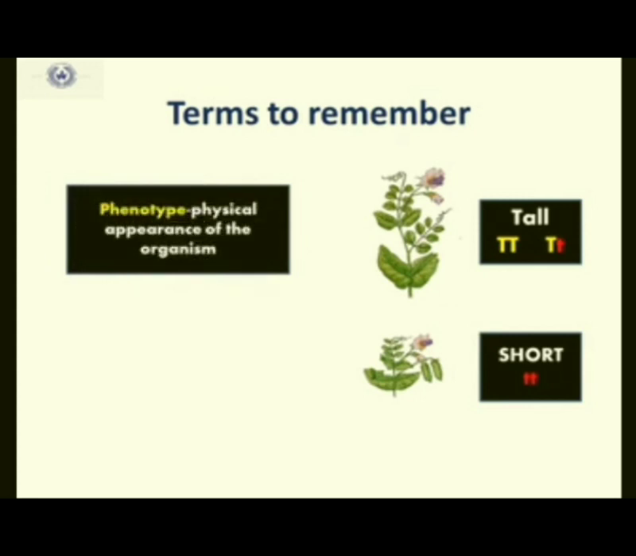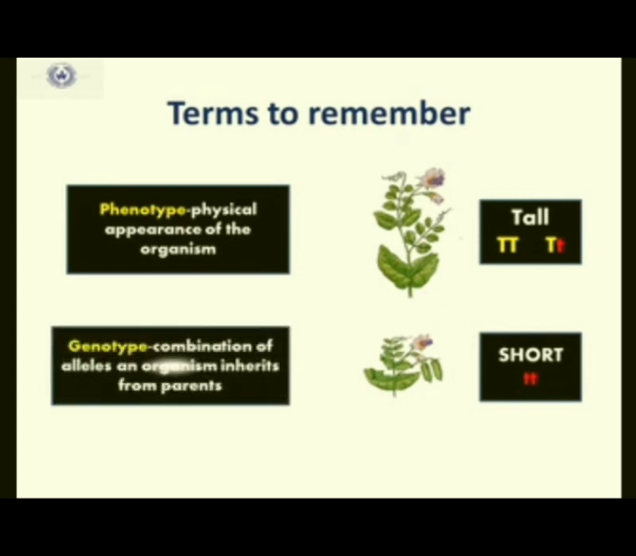Now you are going to learn about another two terms in this slide. They are phenotype and genotype. What is meant by phenotype? Phenotype means the physical appearance of an organism. Like in the pea plants, it can be the height of the plant, the color of the flower, the shape of the seed. So all these things are the phenotype.